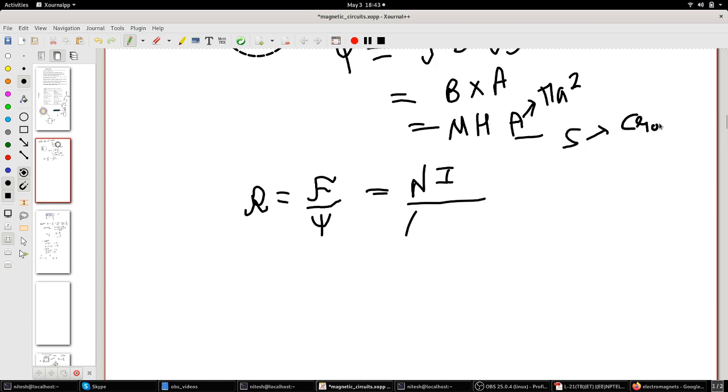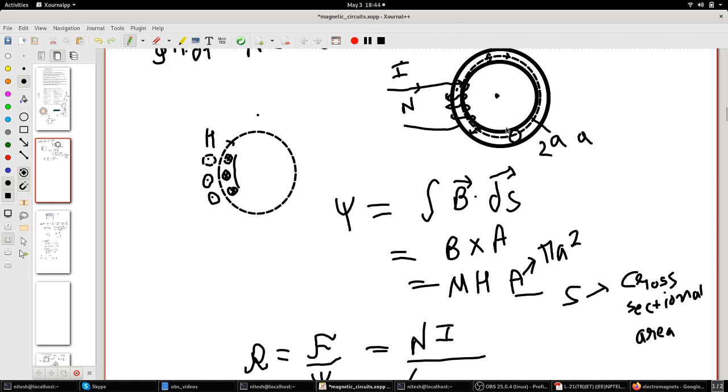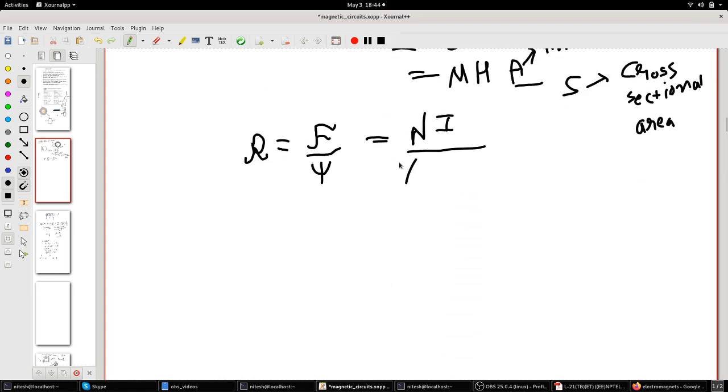So what is the cross sectional area? Here you know that it's kind of a core which is cylindrical. When I cut it, I'm going to get something like this, a circular piece. If I slice it out and take it out, then I'll get a circular piece. So the cross sectional area of this particular circular piece is S. So now I know that psi will be mu H into S.